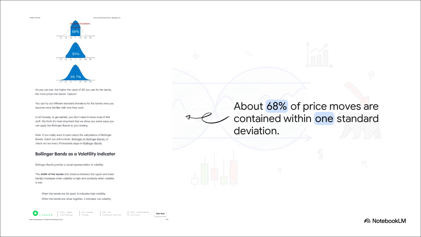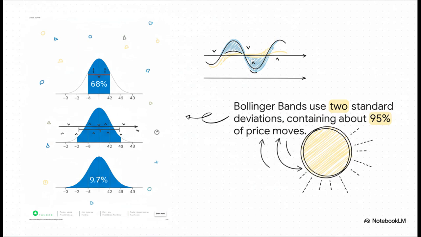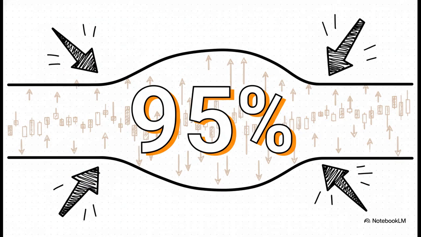Statistically speaking, about 68% of all price action happens within one standard deviation of the average. But Bollinger Bands use two standard deviations. Why? Well, because that captures even more of the price data, creating a much more comprehensive channel for us to watch. And that brings us to the most crucial point, that number, 95%. The bands are set up to contain about 95% of all the recent price moves. So, when the price does move outside the bands, it's a pretty big deal.